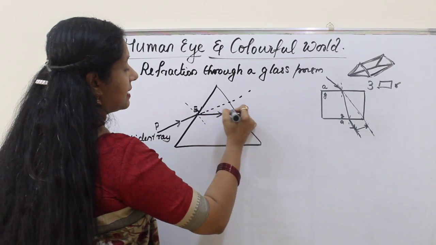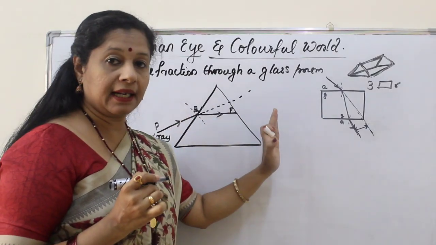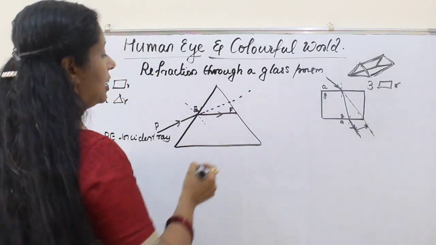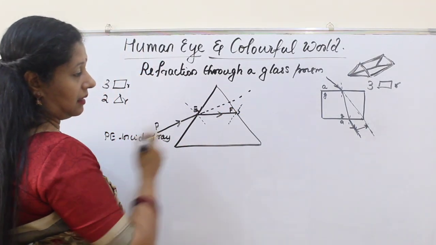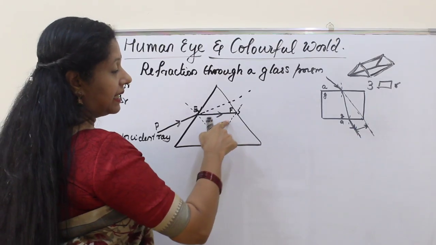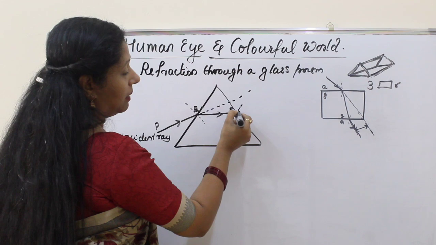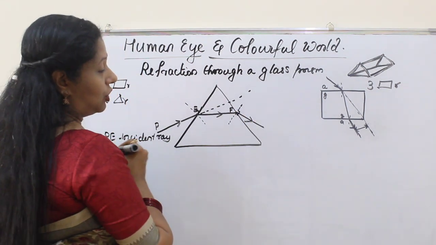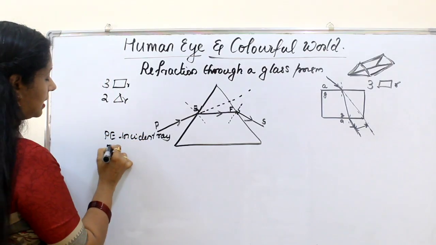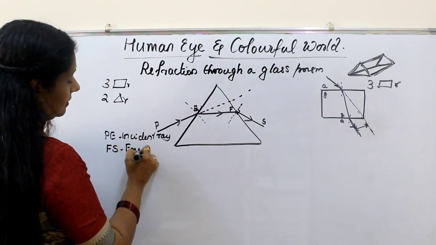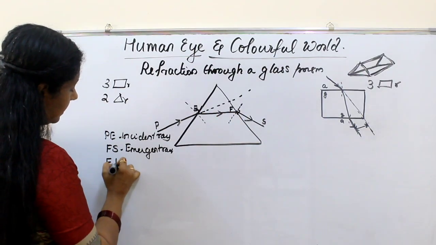And here it is again going out, but this time from glass to air, that is from denser to rarer. So here again there is a normal, 90 degrees to this side. Now it is from denser to rarer, so it is going away from the normal. Suppose I mark S, then FS is the emergent ray. Then EF is the refracted ray.